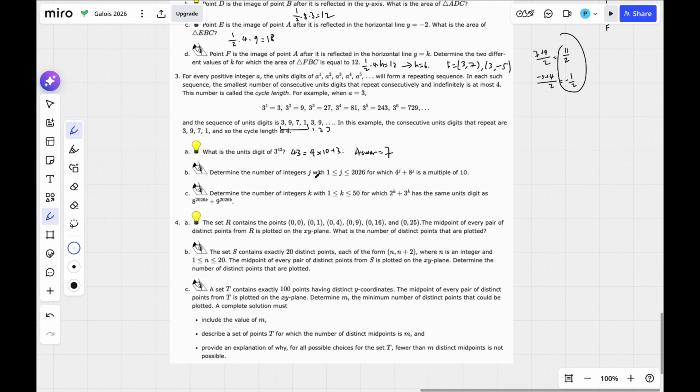For B, we want the number of integers j for which 4 to the j plus 8 to the j is a multiple of 10.